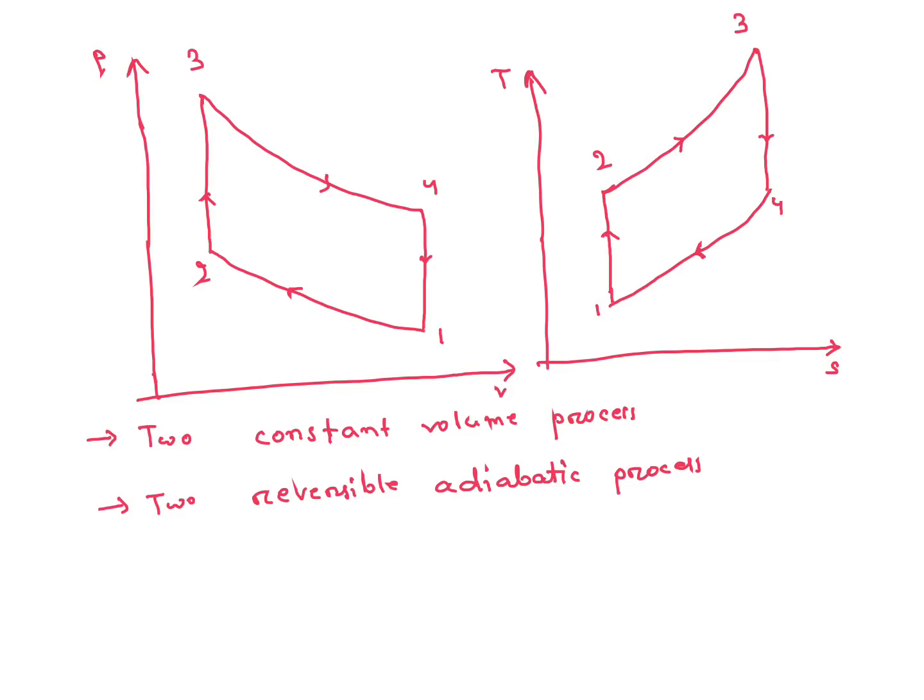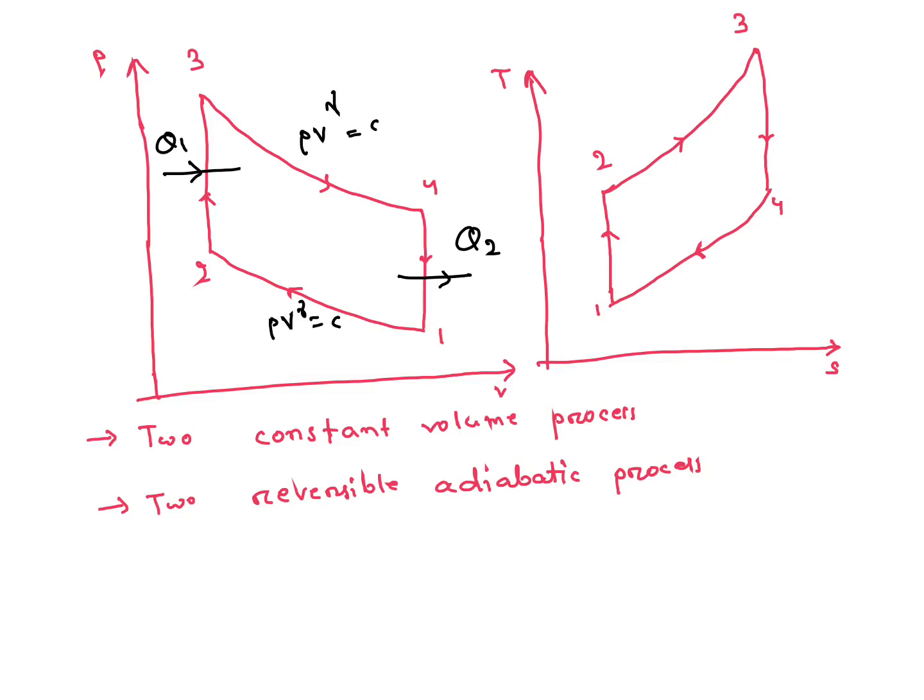Here 3 to 4 and 1 to 2 both are reversible adiabatic processes. PV to the power gamma equal to constant. Here also PV to the power gamma equal to constant. Here constant volume heat addition, constant volume heat rejection, Q2.